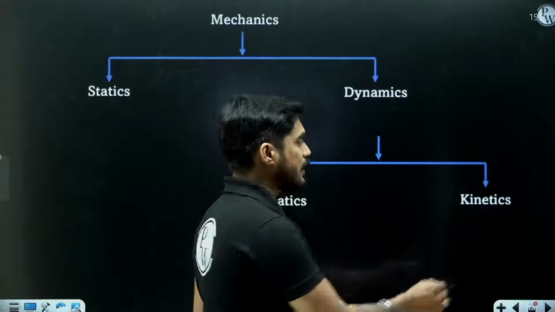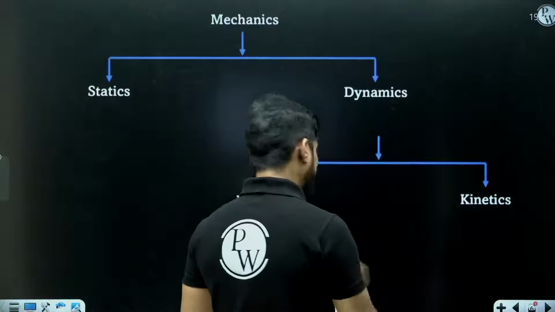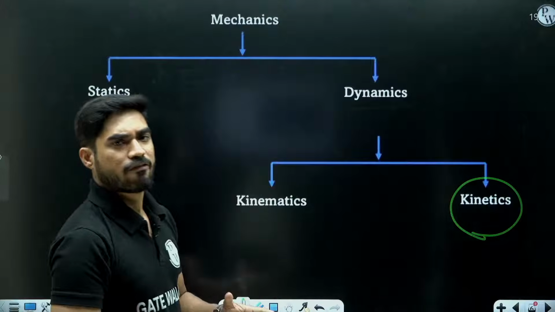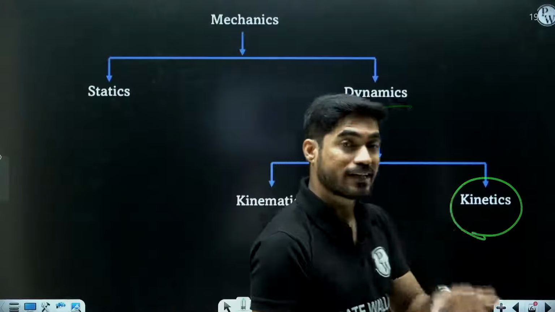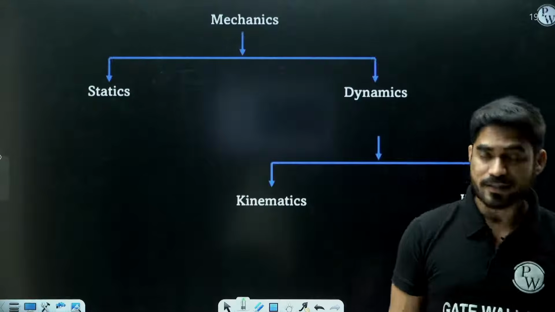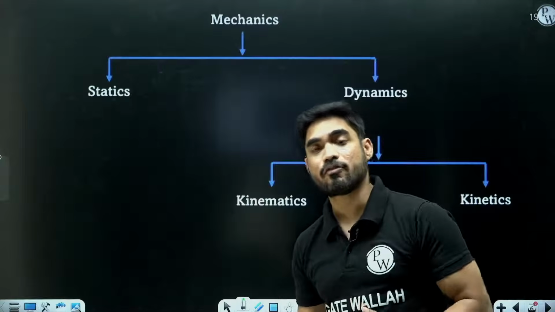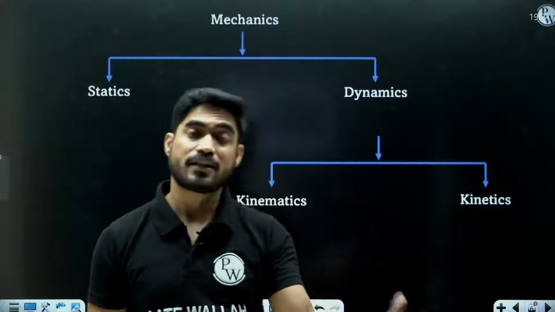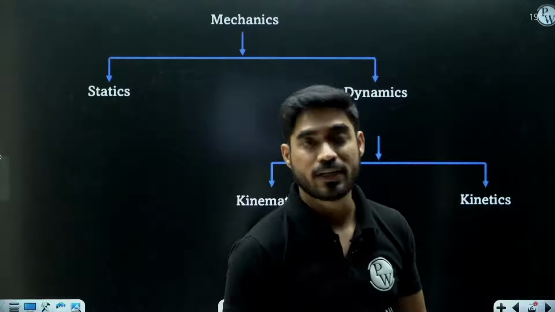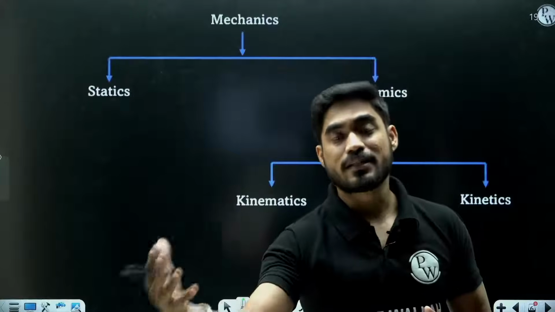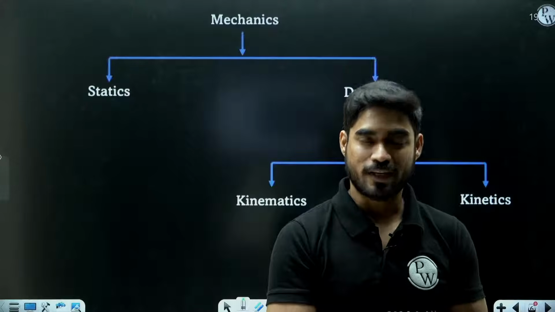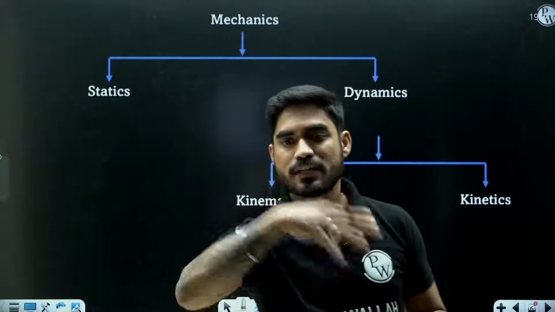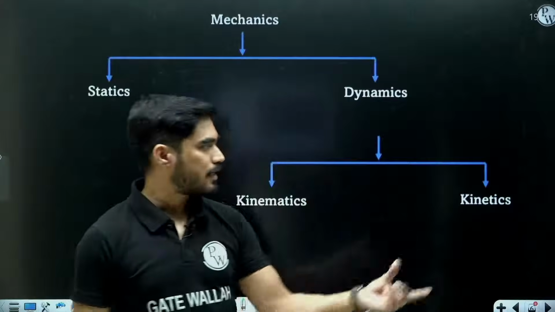So in kinetics, what do we do? In kinetics, we study the bodies in motion, but here we will also consider the forces acting on the body. Why? Because in some cases we need to calculate the forces, and in some cases we need to calculate the motion variables, but those motion variables cannot be calculated without considering these forces. For example, acceleration, you are not able to calculate in a problem without considering the force. So that comes under kinetics.